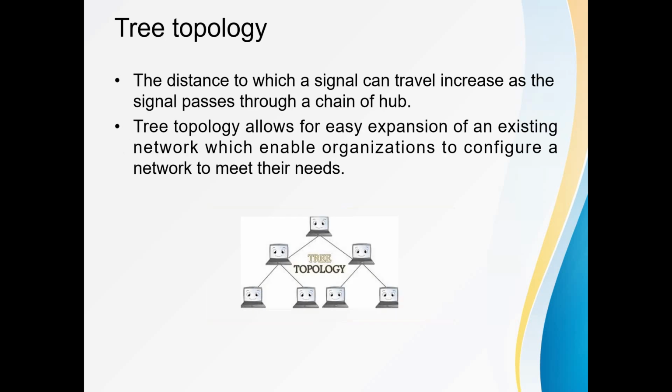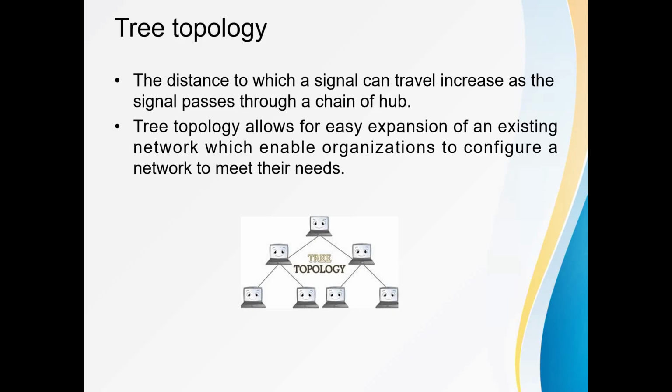So next topology is tree topology. This is a variation of the star topology. In the tree topology, the nodes are linked to a central hub that is used to control the traffic to the network. A good example we can say for tree topology is cable TV technology.